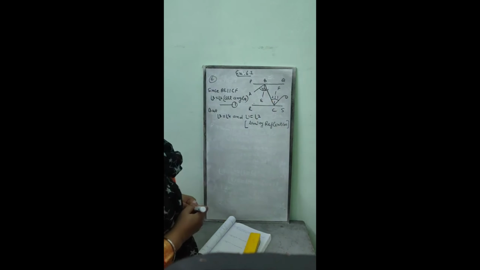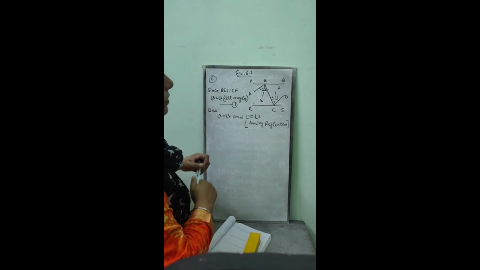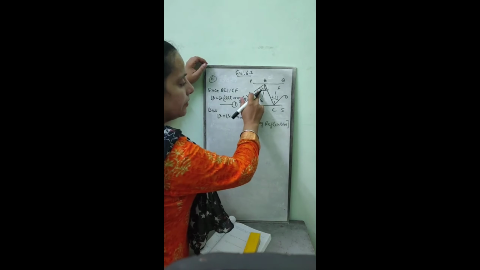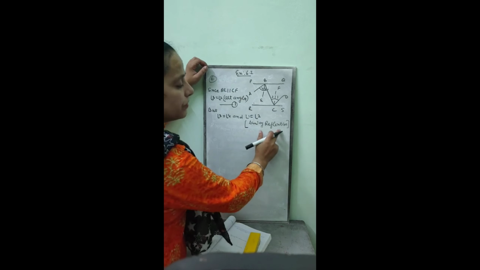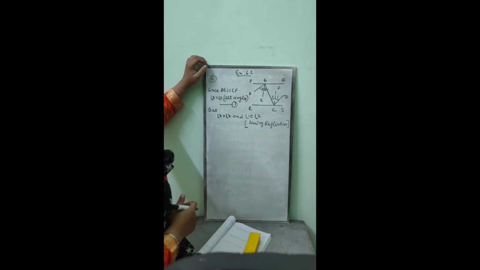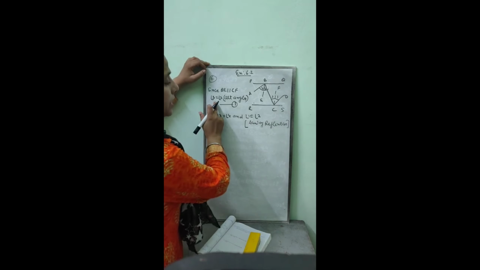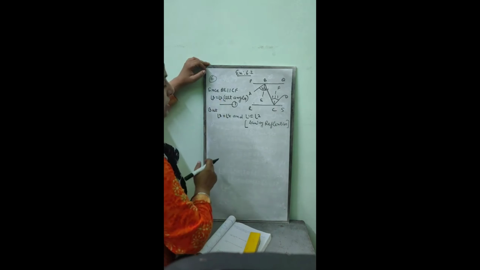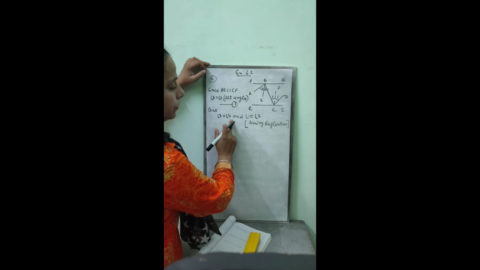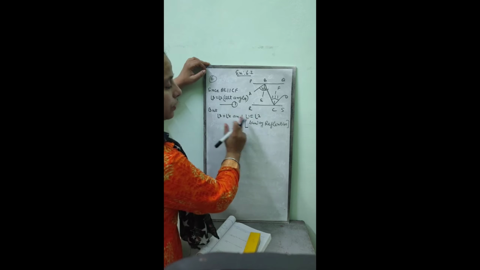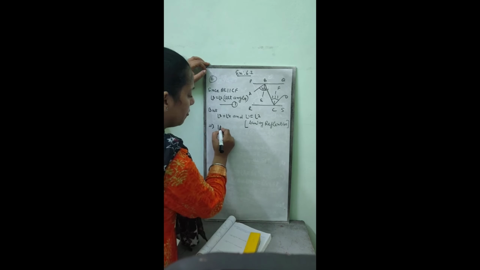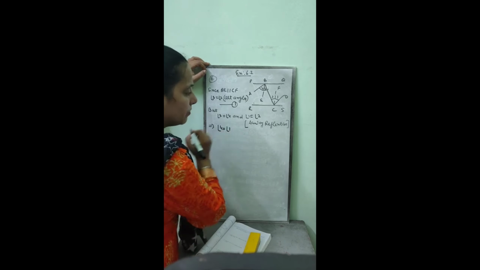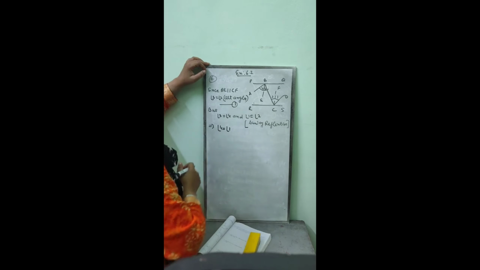These are alternate angles. But by law of reflection, angle 3 will be equal to angle 4 and angle 1 will be equal to angle 2. Due to law of reflection, angle of incidence is equal to angle of reflection. See, angle 3 is equal to angle 2. It means 3 is equal to 4 and 2 is equal to 1. What conclusion will you get? You will get angle 4 is equal to angle 1 due to this, right?